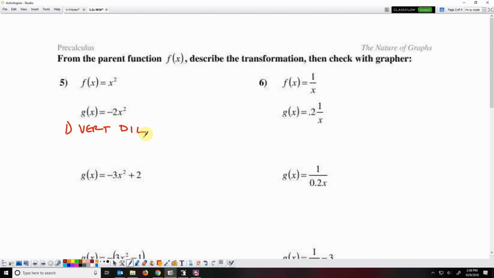And when things are outside the function, they're vertical. They're just at face value. So by 2. So this thing gets 2 times taller than the original. And then multiplying by the negative, there's a vertical reflection, which means we flip over the x-axis. So it gets twice as tall, and then it flips over the x-axis.